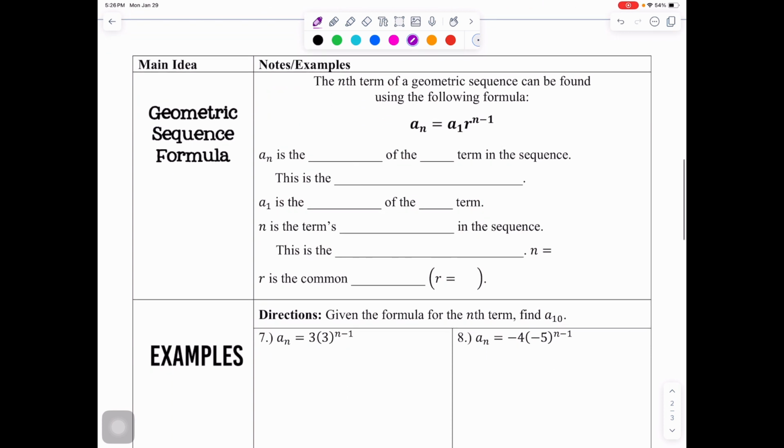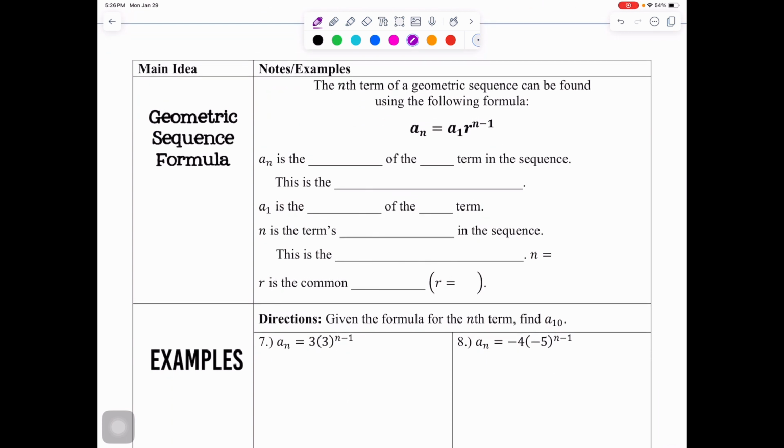Moving on, just like we had for arithmetic, we have an explicit formula that we can use to determine any sequence term. So the geometric sequence formula, you see here, it is on the formula sheet. The nth term of a geometric sequence can be found by using the following formula. A sub n equals a sub 1 times the common ratio to the n minus 1 in the exponent position. So let's go over what this really means.